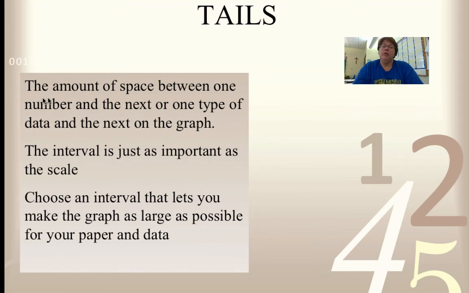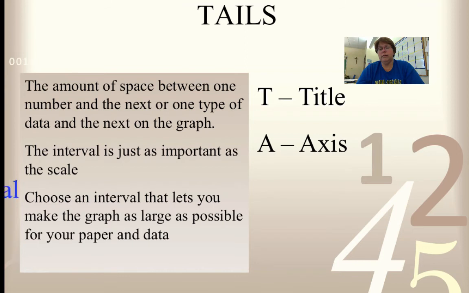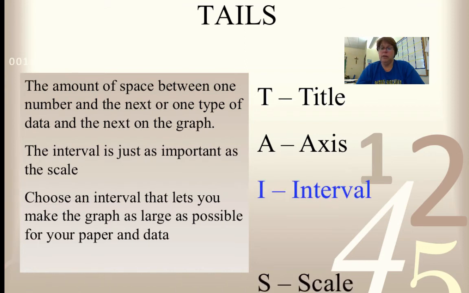Okay, again, the amount of space between one number and the next one on the data or on the graph is the interval. The interval is just as important as the scale. Choose an interval that lets you make the graph as large as possible for your paper or your data. Title, axis, interval, and scale.